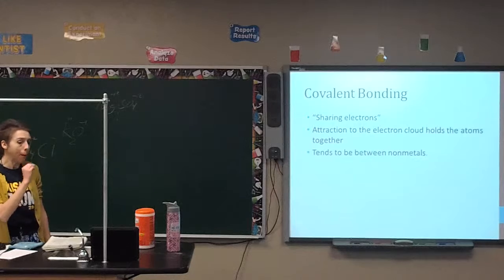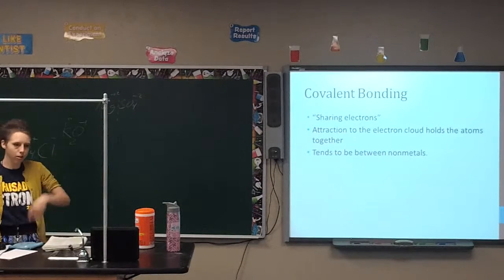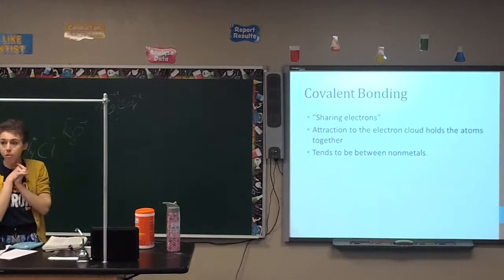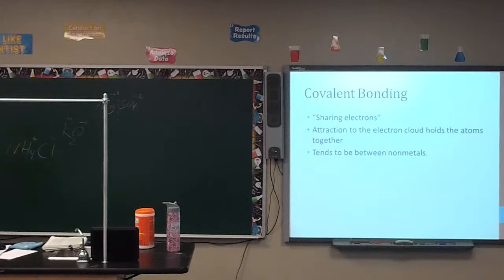It tends to be between a non-metal and a non-metal, since non-metals typically have how many valence electrons, Ethan? 7. Yes, the halogens have 7. How many does group 16 have? 6. Do you remember the special name for group 16? Chalcogen. Good job. Group 15 has 5. Group 14 has 4, and then there we start hitting semi-metals again.